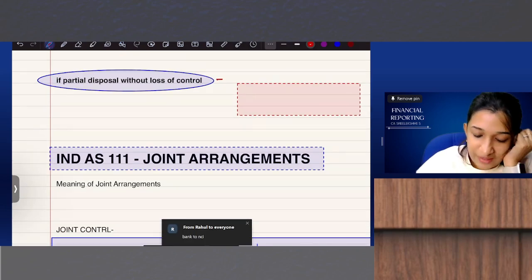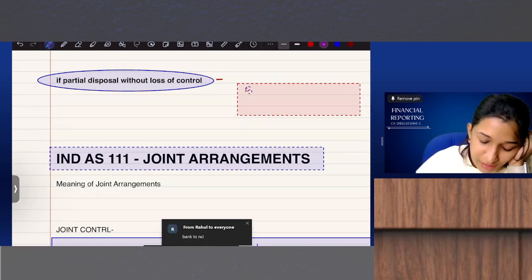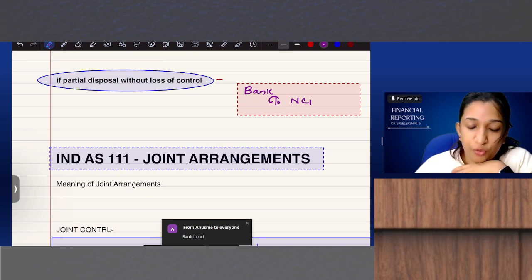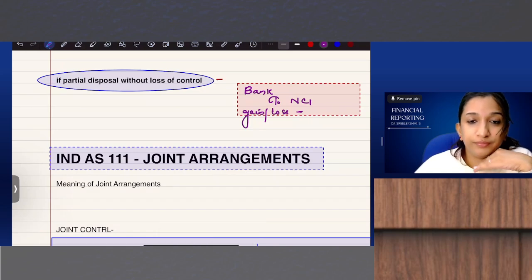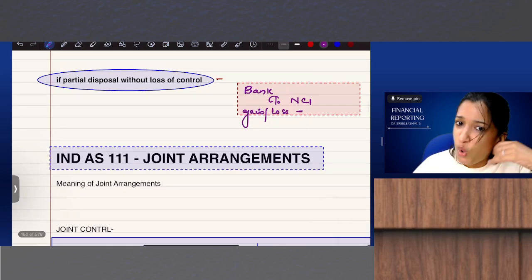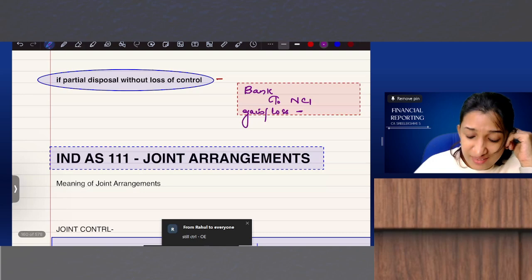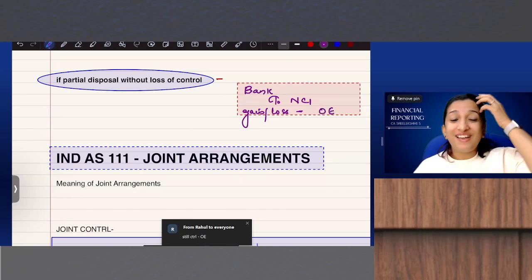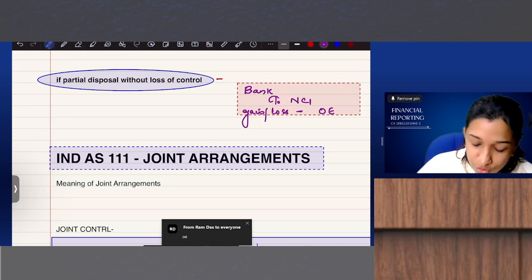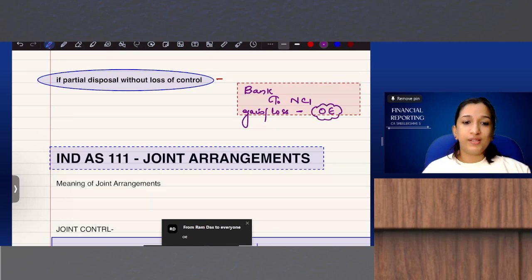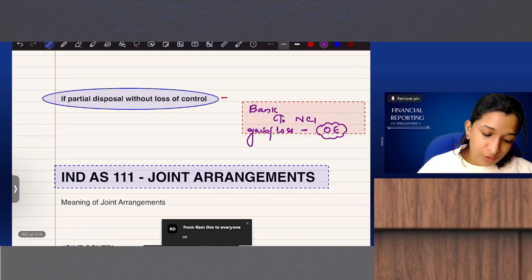Very good. Bank account debit, I got money. To NCI, NCI's share will increase proportionately. Gain or loss to? Can you tell me, gain or loss to? OCI? Gain or loss to other equity. Sorry, OE, yes, other equity. That is before control and after control. The gain or loss should be transferred to other equity.